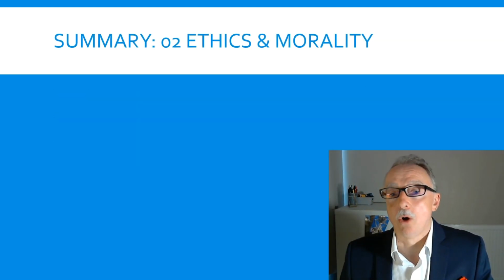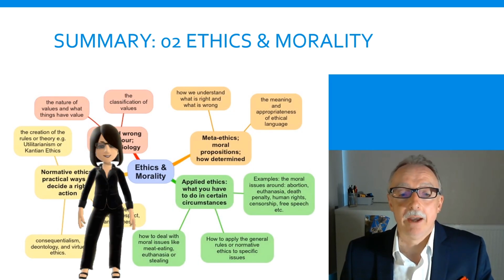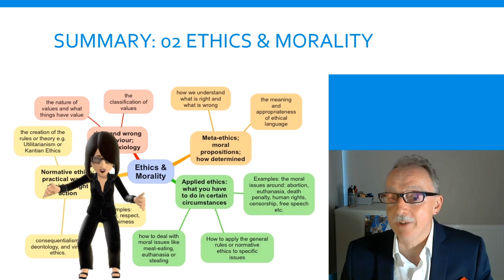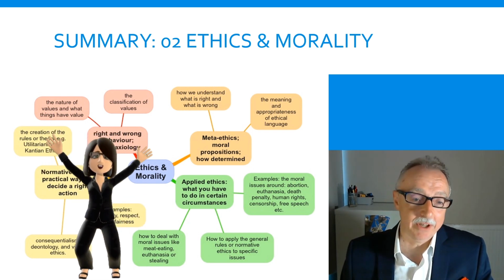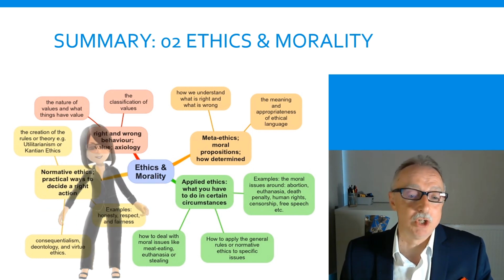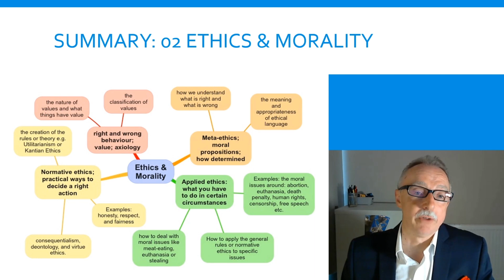So finally then, a very quick summary of ethics and morality and the topics covered. And you can see there it ranges from right and wrong behaviours, from meta-ethics to applied ethics to normative ethics and practical ways to make decisions to specific circumstances. And that in a nutshell then is ethics and morality.